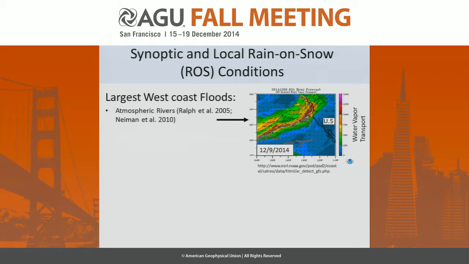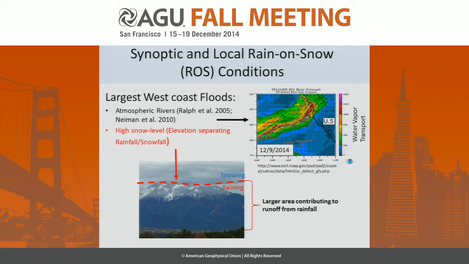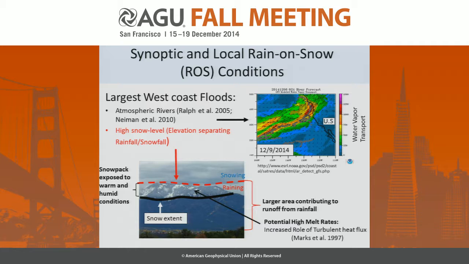During the largest floods over the West Coast, we typically have floods caused by atmospheric rivers. These also bring a lot of precipitation, but a high snow level. So we have a larger area contributing to runoff over a basin. And we also have a larger area of the snowpack that can be exposed to warm, windy atmosphere that can potentially drive high melt rates.